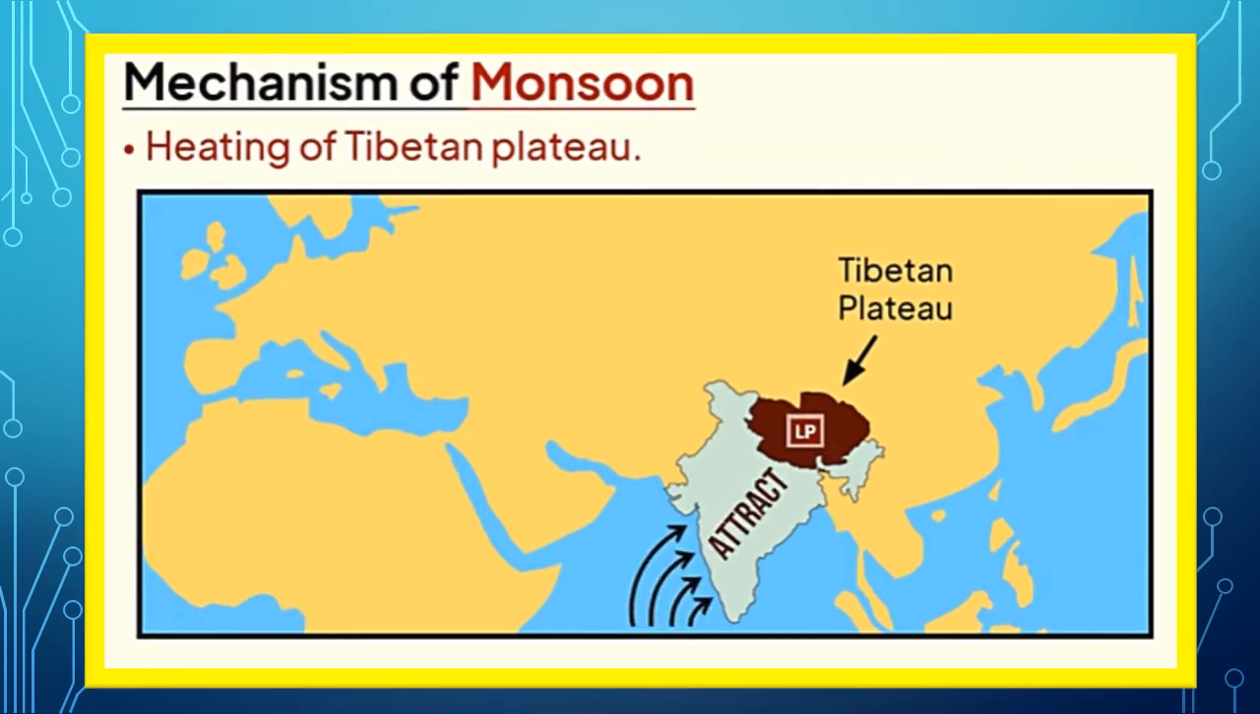So you see, children, the Tibetan plateau is heated. It creates a region of low pressure, and this helps to attract the southwesterly winds and bring them to India. So this is another mechanism which brings rain to India.